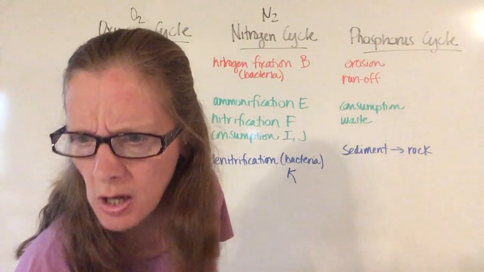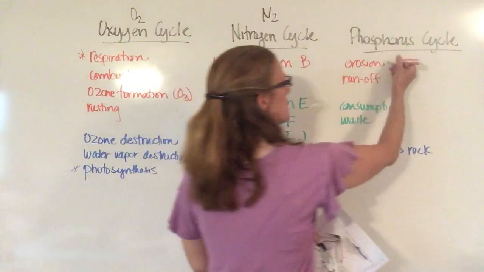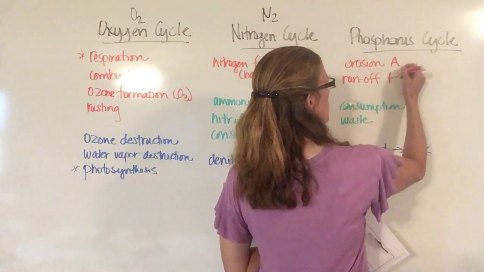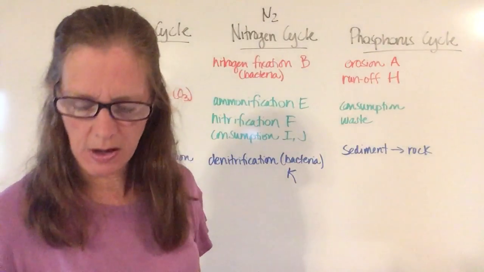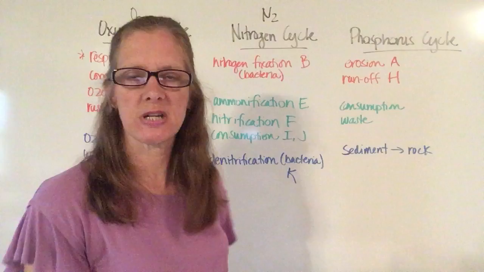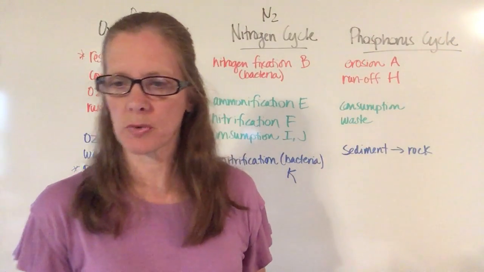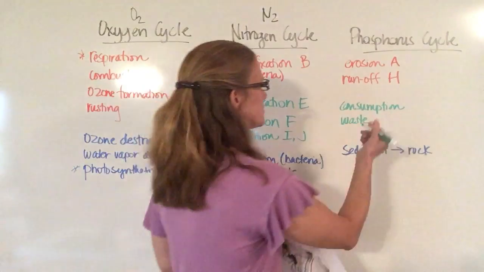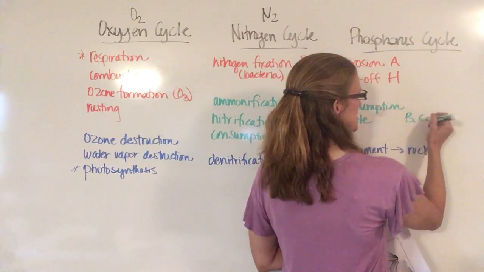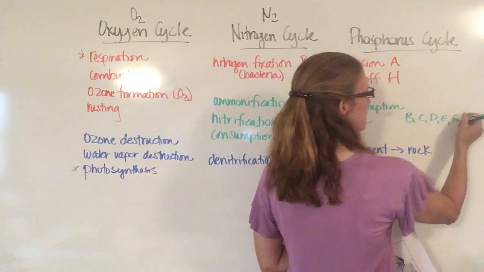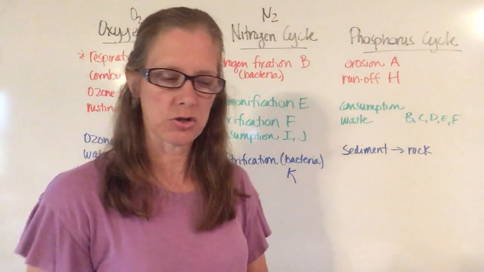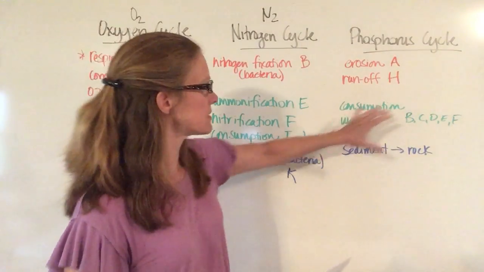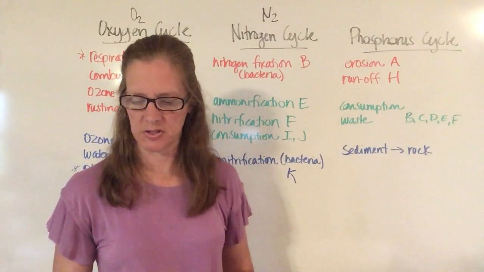So erosion, I believe is arrow A, and then the runoff is arrow H. And then just like you've seen in the other diagrams, all of the green arrows are going to be the consumption and the waste. And so this is all going to be arrows B, C, D, E, and F, which all represent the transfer from the plants to the consumers, to the waste, to the decay, and it's going to cycle its way through the biotic part of the system.